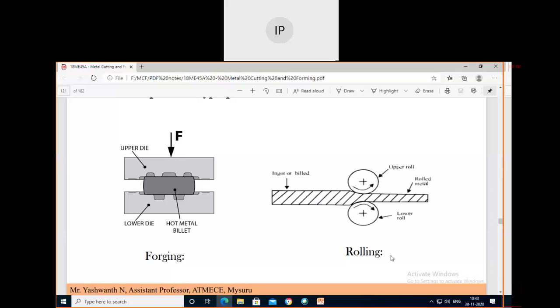If we take the rolling process, you pass the billet between two rollers. Here, the billet is nothing but raw material or hot metal passed through two rotating rollers. Through the rollers, the compression force is applied. Then the output is the desired product.